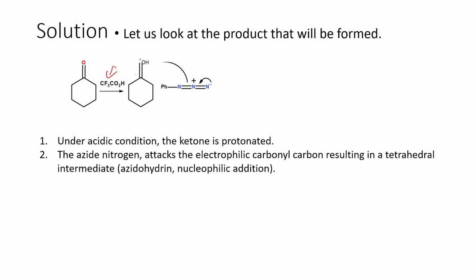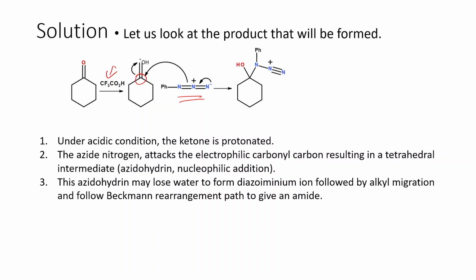Once this is formed, it will now be attacked by the azide unit. So here we have a nucleophilic nitrogen and here we have an electrophilic carbon. The nucleophilic nitrogen attacks the electrophilic carbon with a shift of bonds taking place. This leads to the formation of a tetrahedral intermediate. So this compound is called an azidohydrin.